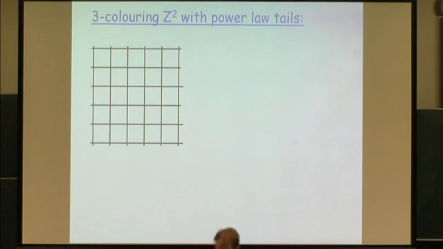Here is a way to 3 colour the square lattice with power law tails. Think about a unit square of Z2. You only have 3 colours and you have 4 vertices of the unit square. So you'd better have 2 diagonally opposite corners of the square have the same colour, because otherwise you're in trouble. Either this diagonal pair or this diagonal pair have to share a colour, perhaps both of them. I'm going to use that.